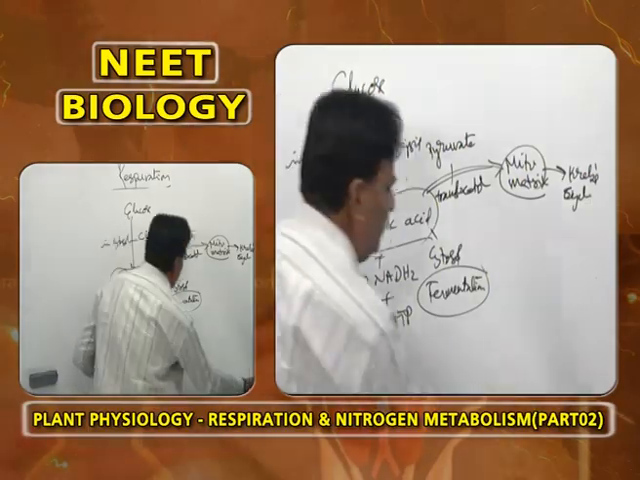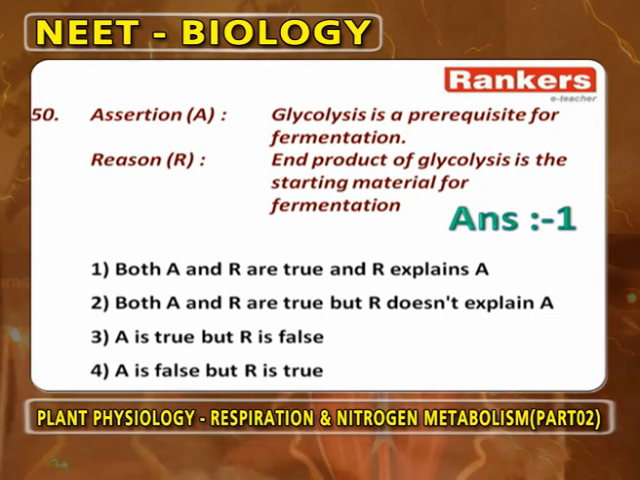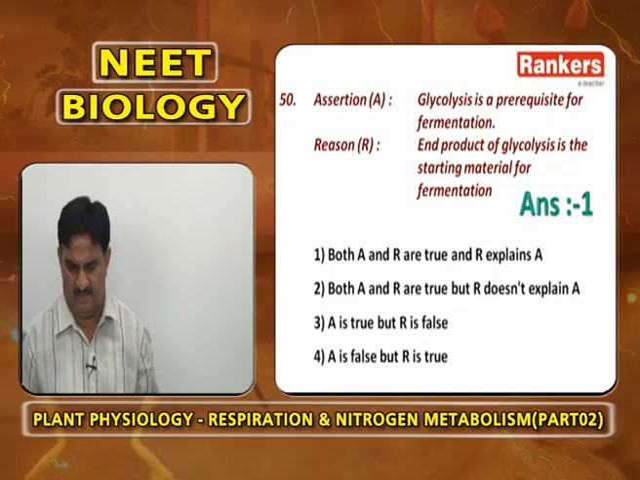So both A and R are correct, and R is the correct explanation of A. Why? Glycolysis is a prerequisite for fermentation is correct. The end product of glycolysis is the starting material for fermentation is correct. What is it? Nothing but pyruvic acid. So, first option.